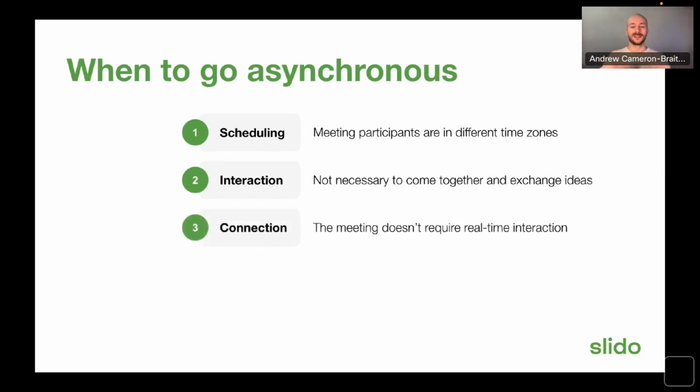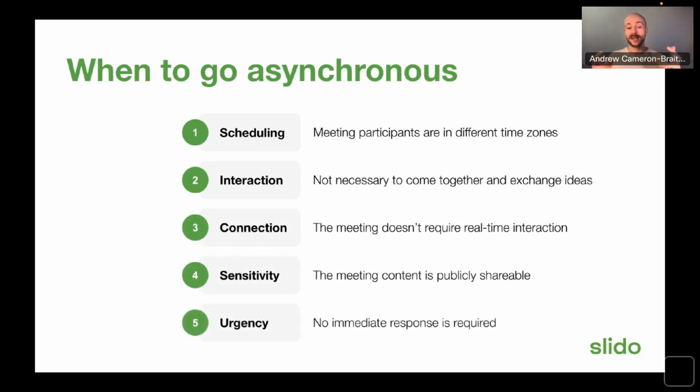Looking at connection. Does your meeting require real-time interaction? Maybe not. In terms of sensitivity, is your meeting content publicly shareable? There's nothing too private in there. And finally, looking at urgency. So if there's no immediate response required. So if you kind of check all these points, then thumbs up for you. Good job. You can go asynchronous.